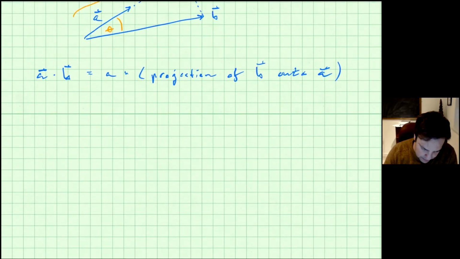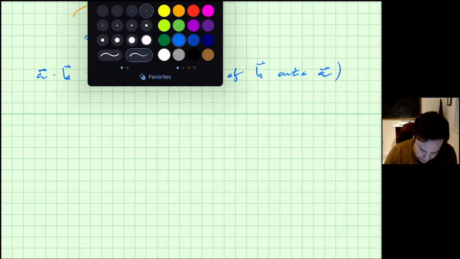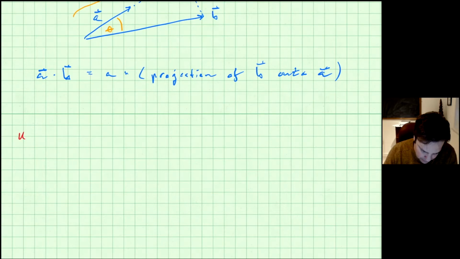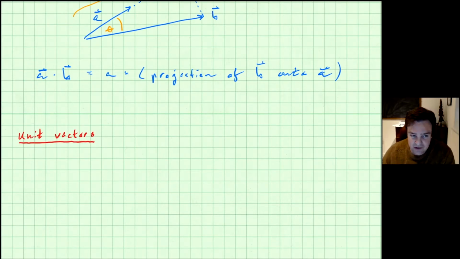Okay, and so now I'm going to introduce unit vectors. Another handy concept. So often vectors are described as being an object with length and direction. And unit vectors are all about the direction. Maybe a better way to say this is these are pure direction.